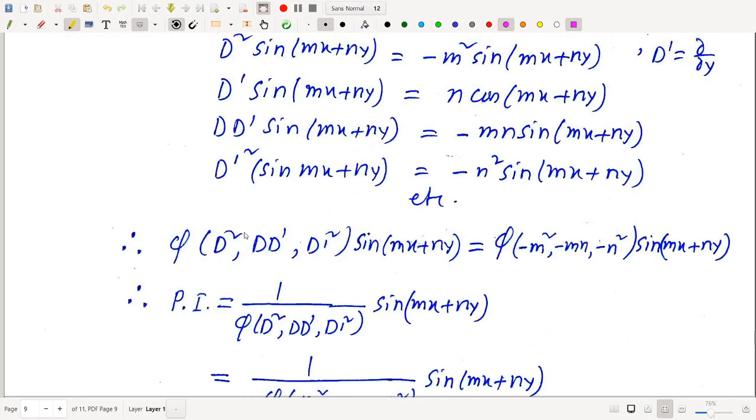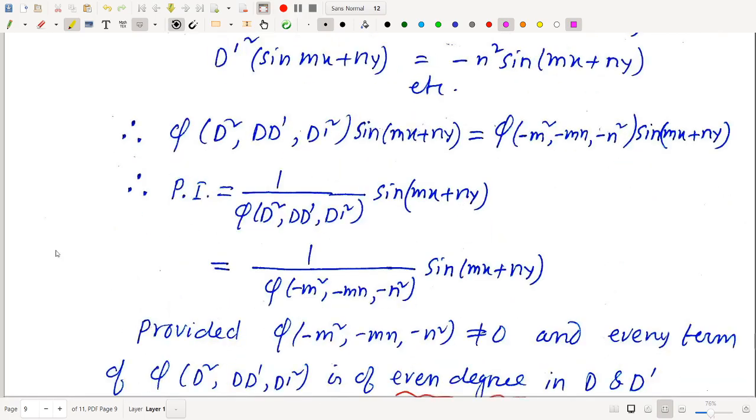Therefore phi of D square, D dash, comma, D dash square, operating on sin of mx plus ny, will be phi of minus m square, comma, minus mn, comma, minus n square, into sin of mx plus ny, as if D square is replaced by minus m square, D dash square is replaced by minus n square, DD dash replaced by minus mn. Therefore PI is 1 by phi of D square, D dash, comma, D dash square, operating on sin of mx plus ny is this value, just reversing, taking these to the left side.